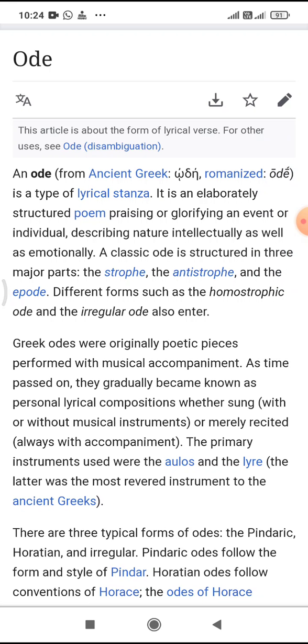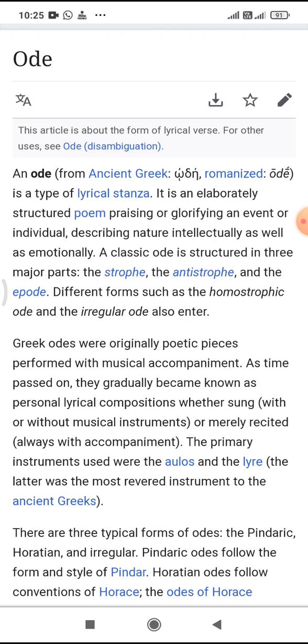Today I'll teach you about ode, a famous literary term which is also in our syllabus. So let's start. First of all, we'll see the definition and then its features or characteristics. An ode is a word from ancient Greek.